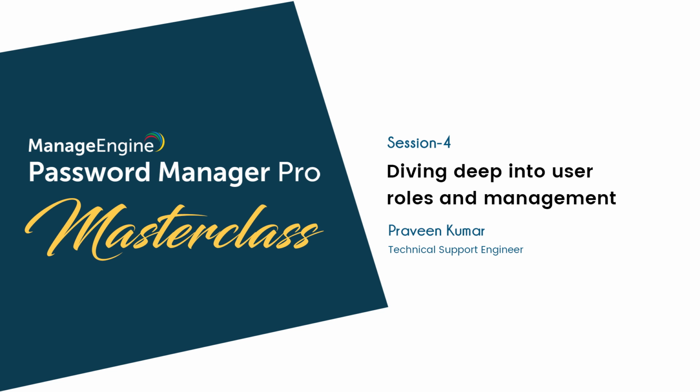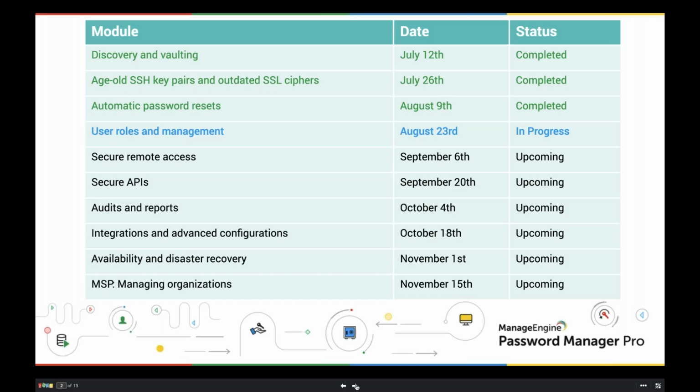It's going to be on user roles and management. This master series started on July 12th, and we are doing it every two weeks on Thursday till November 15th. This is the complete schedule. We have already completed three classes on Discover and Vaulting, managing SSH keys and SSL certificates, and automatic password resets, and today is on user roles and management.